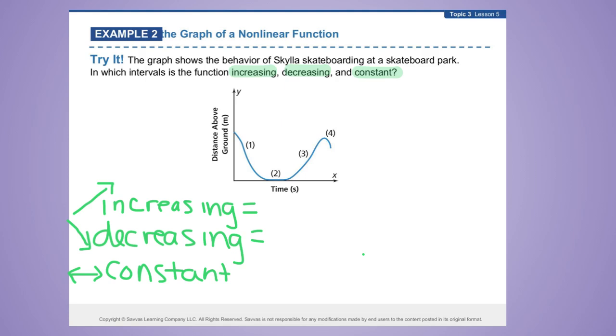All right, let's go ahead and check your answers. Interval number 1 is going this way, that is decreasing. 2 seems pretty stable down here. We're going to call that constant. 3 is going back up, that's increasing. And 4 is going down again, that is decreasing. Those are your answers.